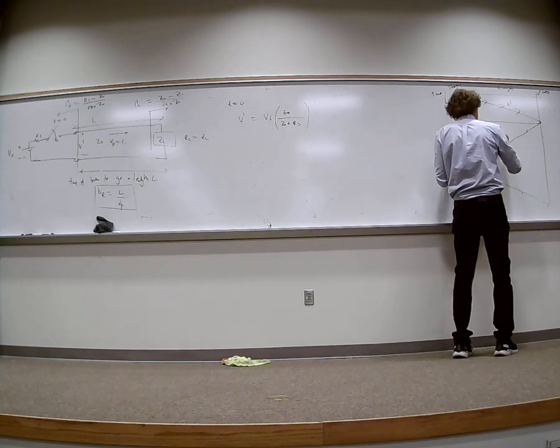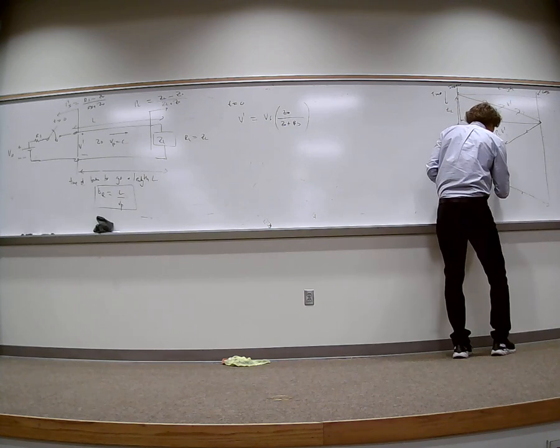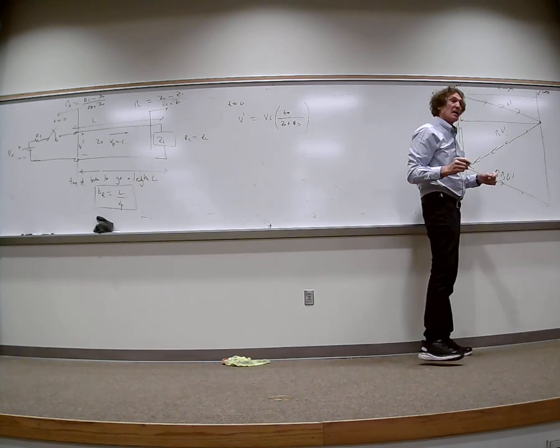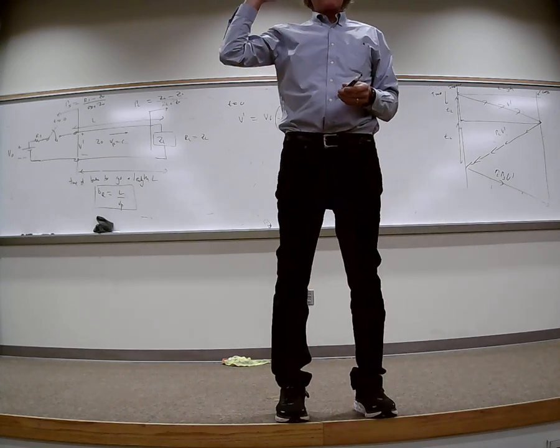So this one would be gamma L, reflection coefficient, times V prime. This one would be gamma L times gamma source times V prime. Everybody follow me on this? Give me a show of hands if you understand what I'm doing.